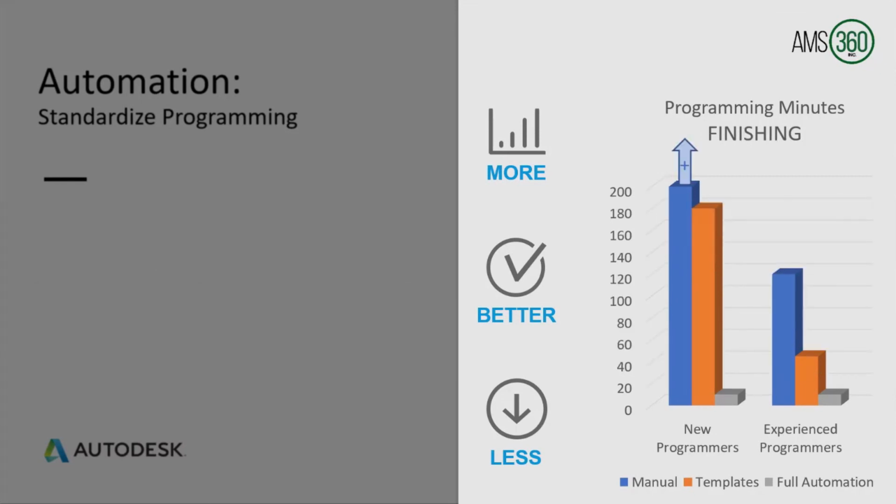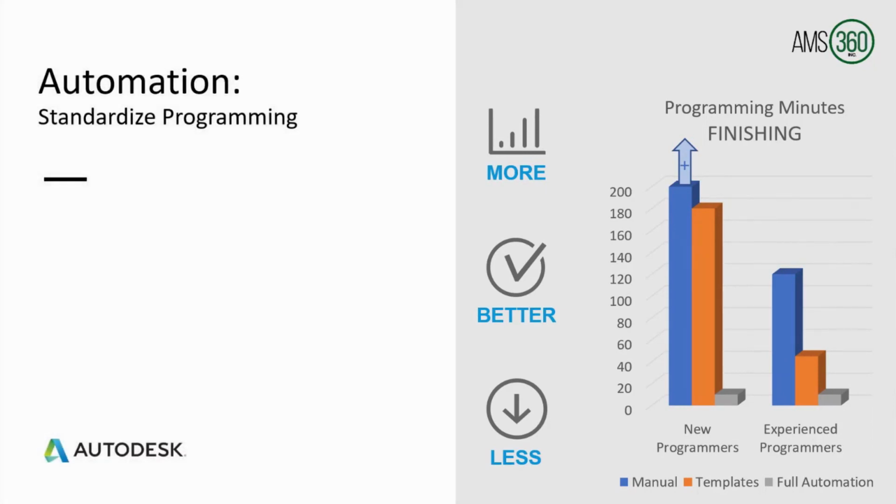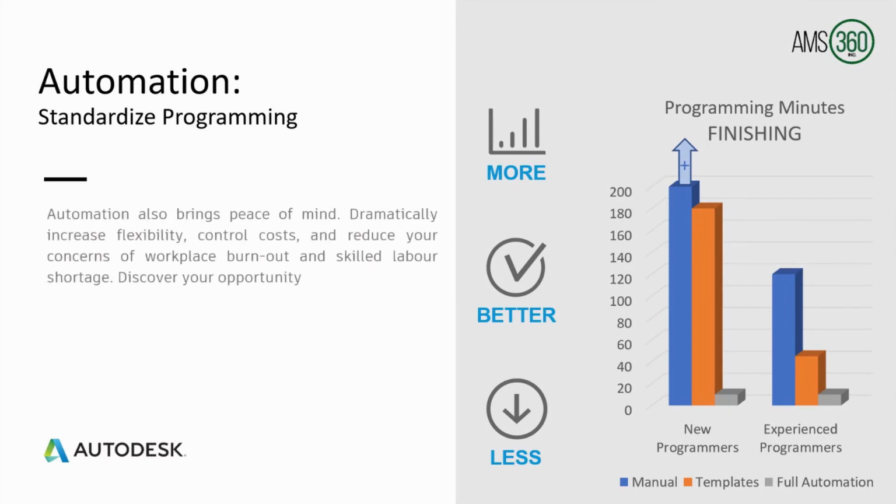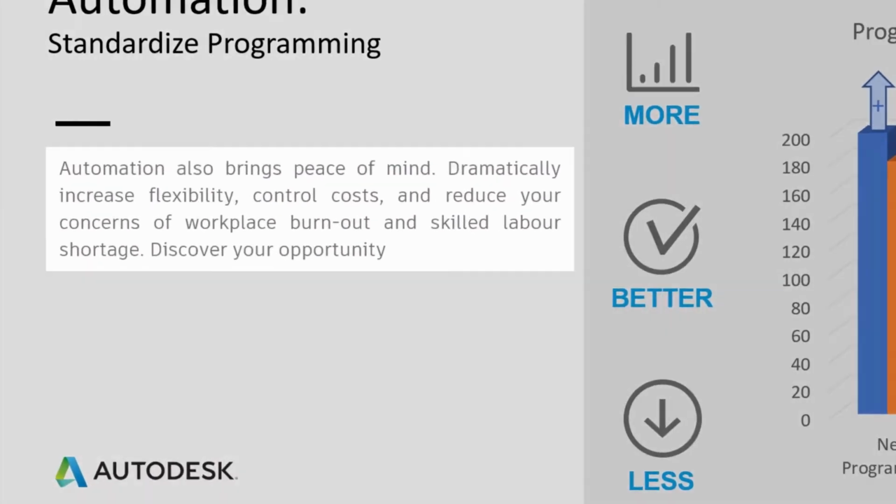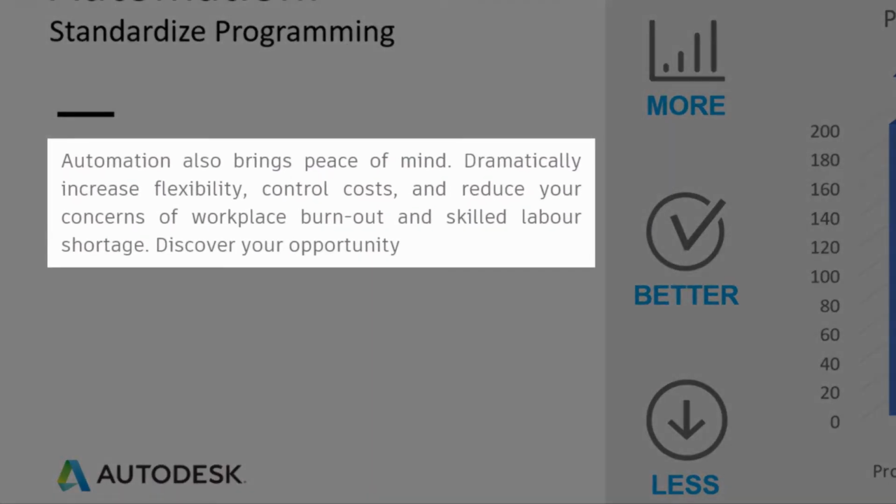Imagine nearly all of your finished programming being captured in a reliable, robust, and standardized manner. Successfully implementing full process automation in your finishing department can offer you tremendous time savings and offer you the confidence that all users will be executing the same practices. But perhaps greater than savings is peace of mind. Dramatically reduce your concerns of workplace burnout. Automating your CAM solution will enable flexibility, control costs, and overcome the challenges of tight timelines on key programmers.